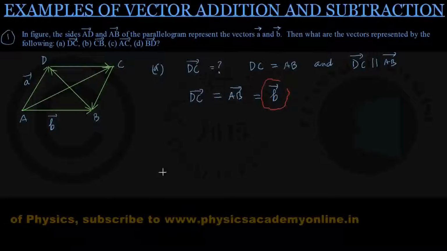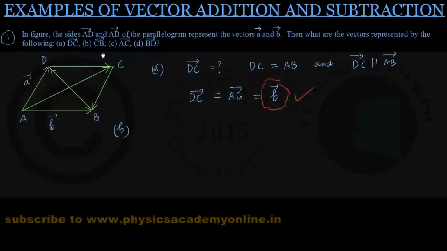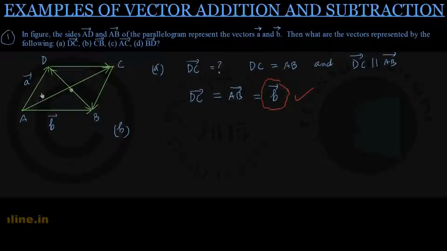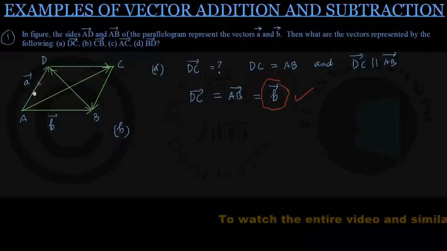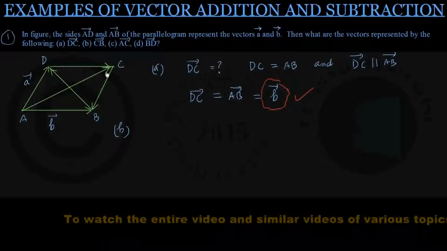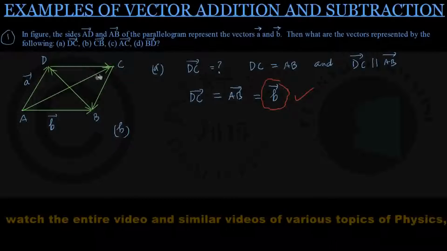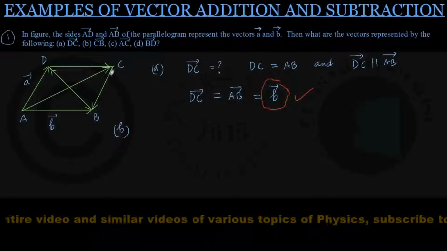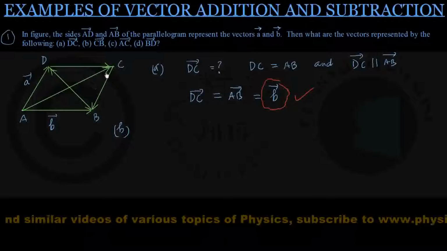First part, right? In my next part, they're asking about the vector CB. Just have a look. CB is from C towards B. So obviously we have to compare now this CB with AD, because AD has been given to be the vector A. So let me first argue visually here and I proceed to write after that. This AD and BC, well, I'm saying BC, not CB, they are equal and they are parallel. So BC must be A and CB being opposite to that must be minus A.